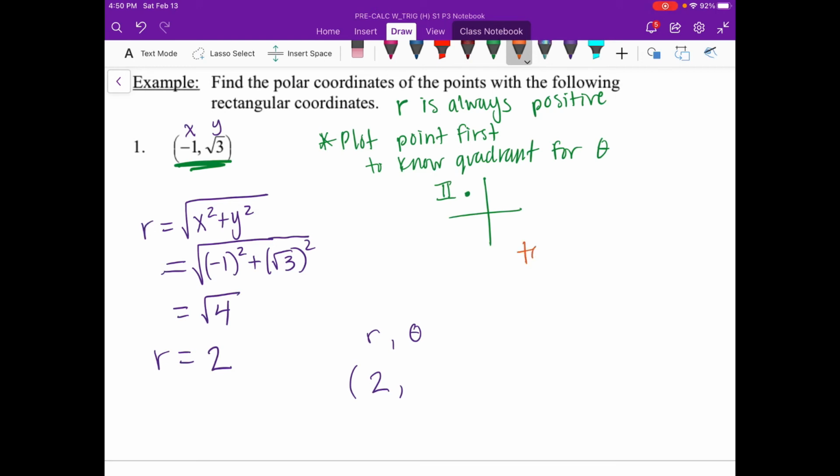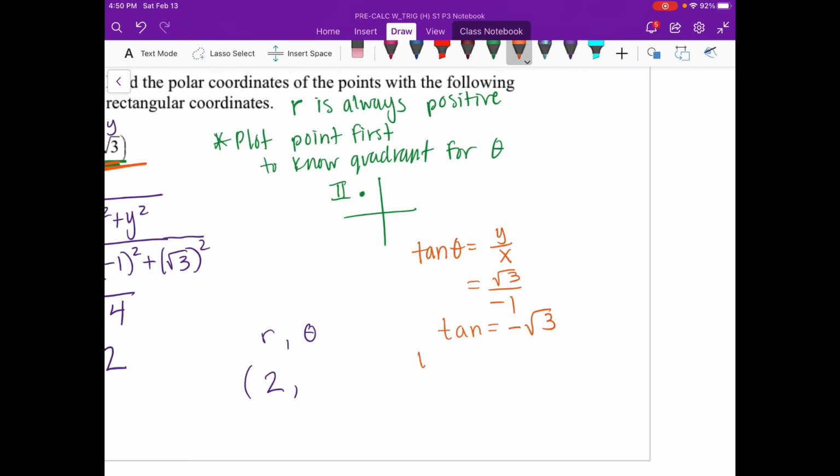Now, to find your theta, first you're going to think about where tangent is y over x. My y value is square root of 3. My x value is a negative 1. Again, I'm using these points from the rectangular coordinate. This simplifies to tangent equals negative square root of 3. So again, the question here is, where in the unit circle is this true? Okay, now you have to think about where in the unit circle is tangent negative. Well, tangent's going to be negative in quadrant 2 or in quadrant 4.